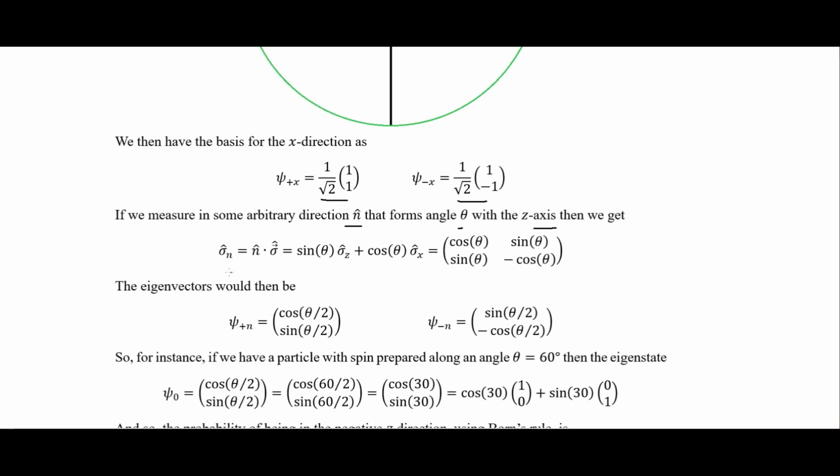Then we get this. So we have this n dot sigma here, and that's sine theta times the z direction Pauli matrix plus cosine theta times the x direction Pauli matrix. And so we get this rotation matrix here. Then the eigenvectors of that would be these right here.